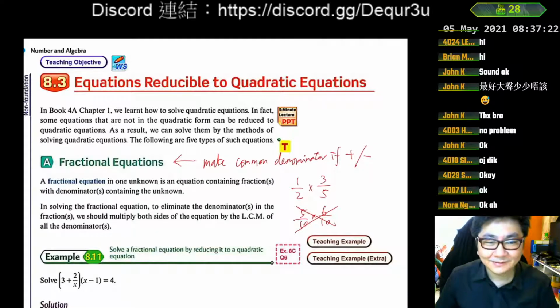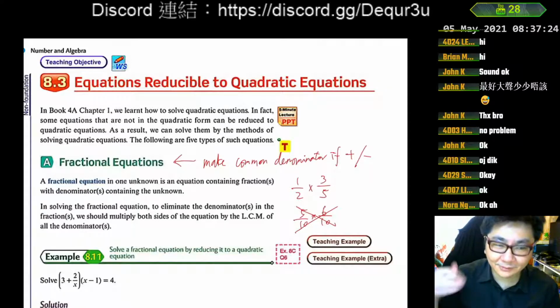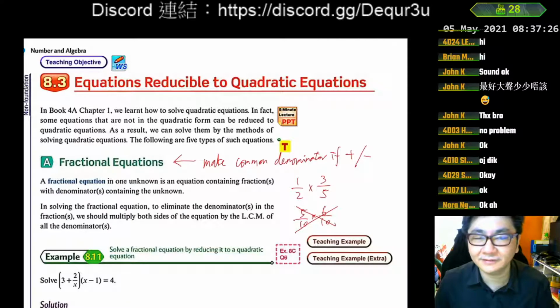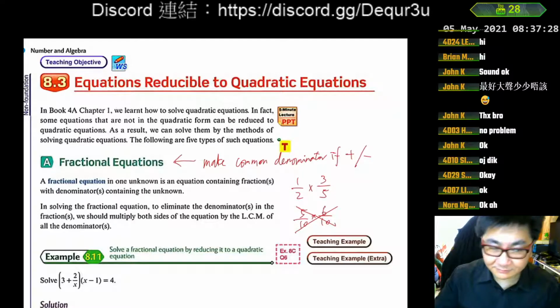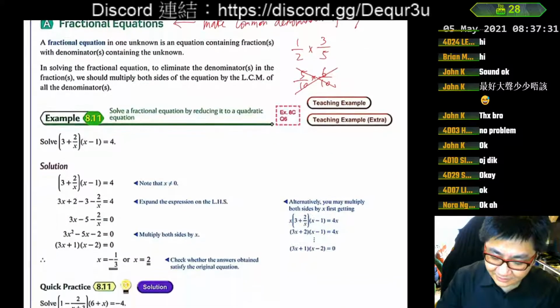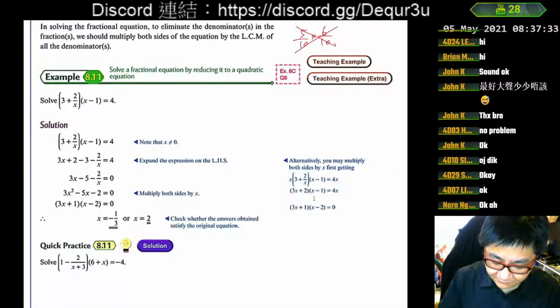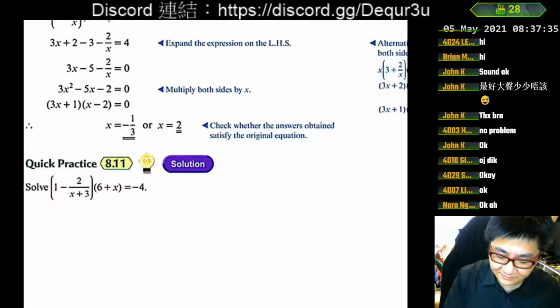For times and divide, no need. But we always do common denominator if it is plus or minus. Okay, so we see some examples. Examples with solutions are in the book. Therefore, we try a quick practice.